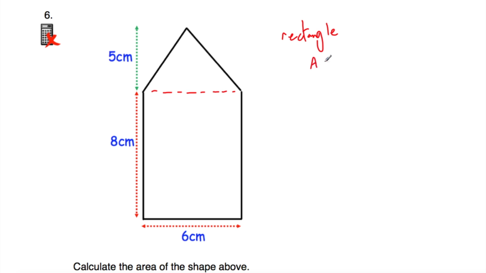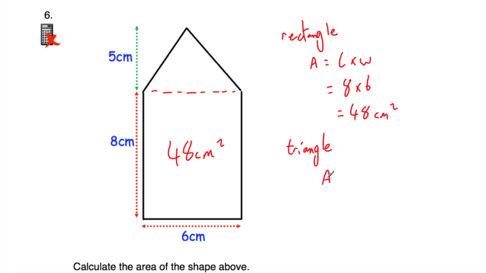Its area is equal to the length multiplied by the width. So the length of the rectangle is 8 and the width is 6. So we're going to do 8 multiplied by 6 is equal to 48 centimeters squared. So that's the area of the rectangle, 48 centimeters squared. Now in terms of the triangle, so let's write triangle.